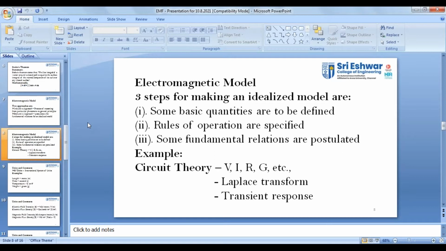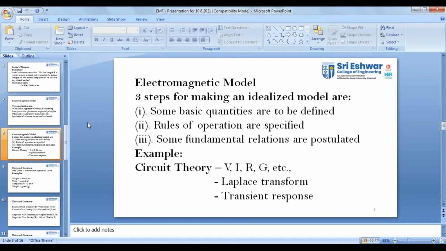Then what are the rules of operation that have to be specified? To obtain the transient response characteristics, or the expression of transient current, our rule is the Laplace transformation. By using the Laplace transformation, some fundamental relations are formed, or I can say postulated.